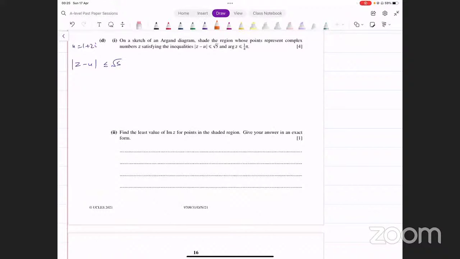How do you understand this notation? इसका क्या मतलब है? इसका मतलब ये होता है z minus u और मॉडुलस. इसका मतलब ये है distance of z from u that should be less than or equal to square root of 5. ठीक है, तो आपको क्या करना पड़ेगा? एक पॉइंट u मार्क करना पड़ेगा. Let's do that.